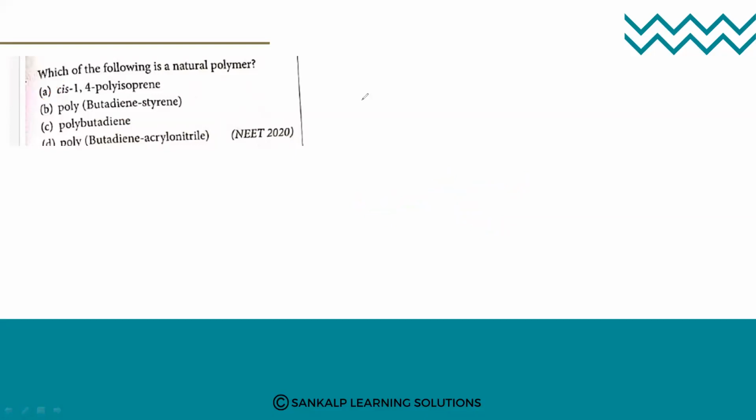Rest all are synthetic. Next, the polymer that is used as a substitute for wool in making commercial fibers is: A. Melamine, B. Nylon 66, C. Polyacrylonitrile, and D. Buna N. Which polymer is used as a substitute? It is C.